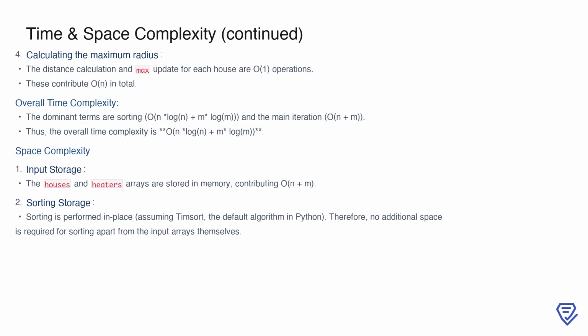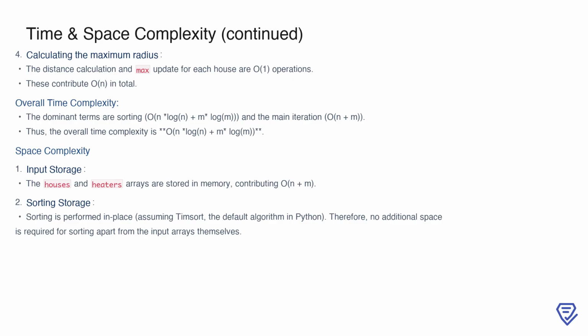Now, calculating the maximum radius for each house is straightforward. For each house, we compute the distance to the closest heater and update the maximum radius if needed. Since these are constant time operations for each house, this step contributes O(n) in total. When we combine all these elements, the dominant terms are sorting, which is O(n log n + m log m), and the main iteration, which is O(n + m). Therefore, the overall time complexity of the solution is O(n log n + m log m).